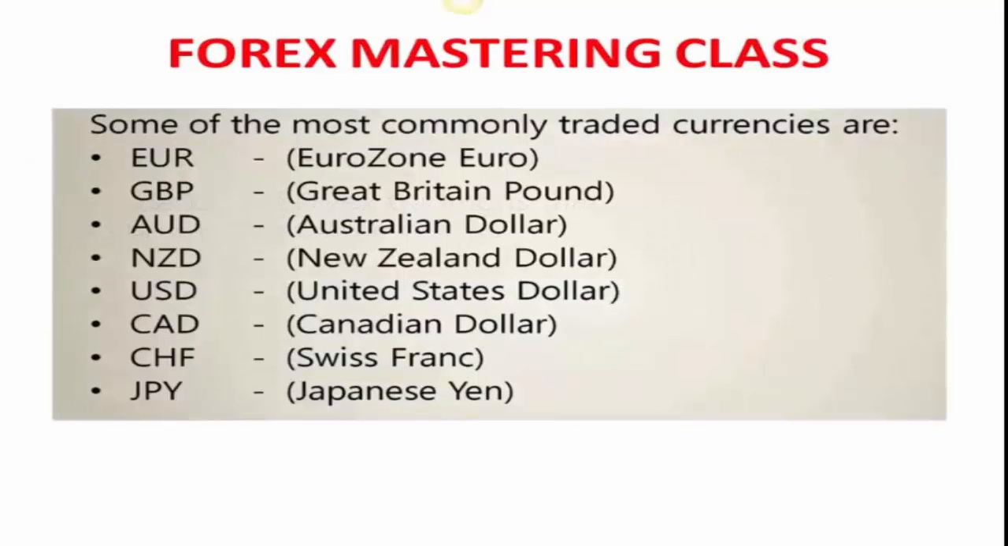Now we want to talk about the major currencies that are traded in the forex market. Some of the most commonly traded currencies are the Euro, the GBP, which is Great Britain pound, then we have AUD, Australian dollar, NZD, New Zealand dollar. All of these are what we call the most traded currencies. They are the major currencies that you need to know about.